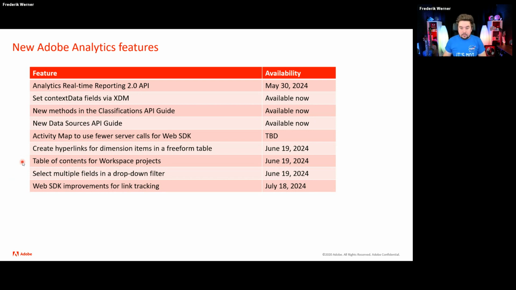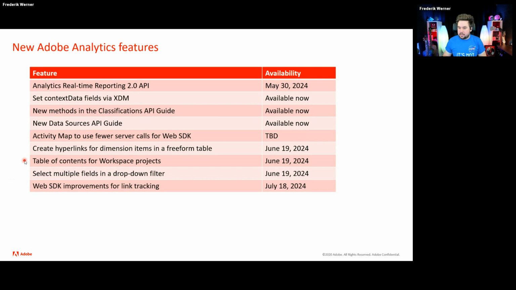In drop-down filters, you can now select more than one field. Sadly, there's no option to make a field just single select. All currently is multi-select. So that is cool. So you can now select more than one drop-down filter, which is nice. And you have some improvements for link tracking, as mentioned before. So far about the newest Adobe Analytics features.